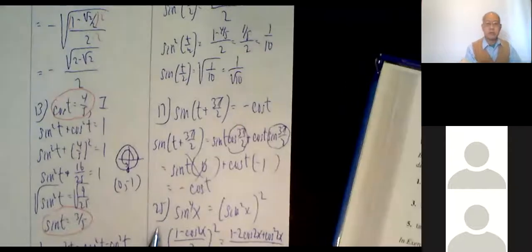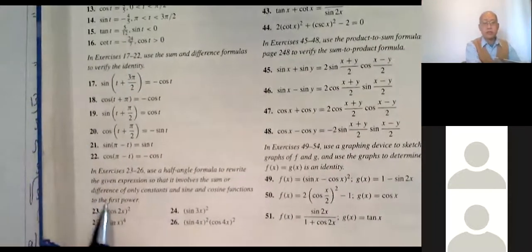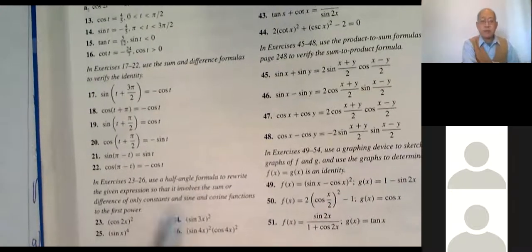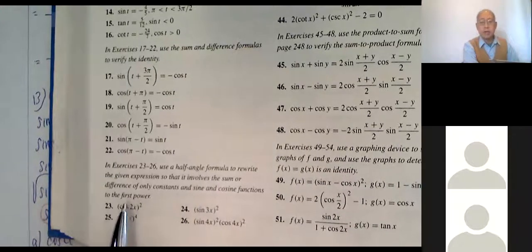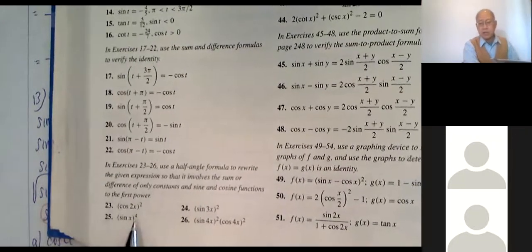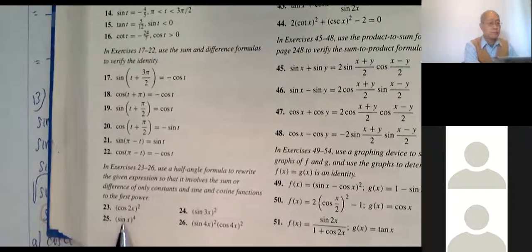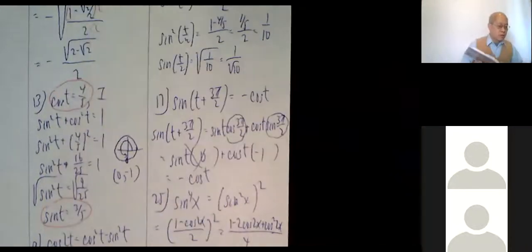Then the next one I was going to show you is 25. So I showed you 17, you do 19 and 21. 25: use a half angle formula to rewrite the given expression so it involves the sum or difference of only constants and sine and cosine to the first power. So they're saying don't have a fourth power, don't have a square, only first power. Okay, I'll show you 25.